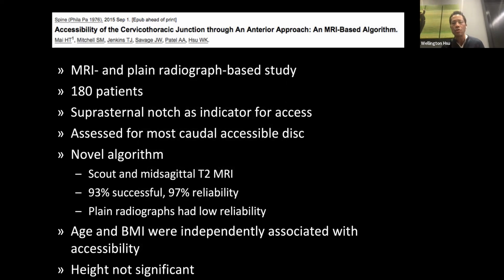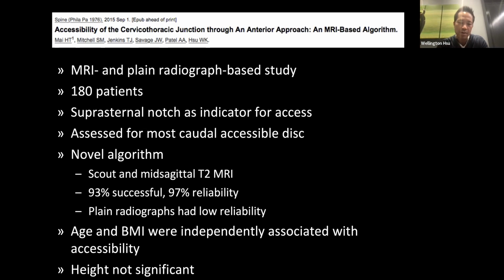For some patients who we don't know how to treat, whether to go anterior or posterior, we did this study a few years ago that I think is a really good way to address that. We looked at 180 patients' MRIs. Most often you'll have patients who present with an MRI and an X-ray. The X-ray isn't very good to determine whether or not you can access the C7-T1 disc because, first of all, the C7-T1 disc isn't very commonly seen on a sagittal view. And secondly, the angle of the clavicle is not very helpful.